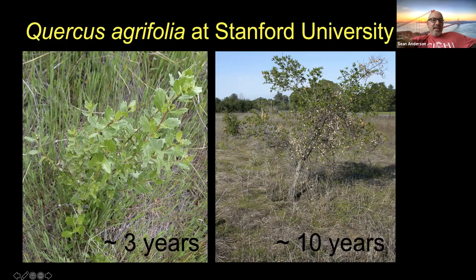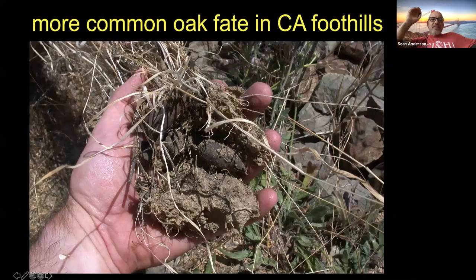So here's one of my planted oaks after about 3 years of age, and it's about 2 feet tall or so. Here's one of my oaks after about 10 years of growth. And so much taller. This is now over my head in terms of height, and it's starting to have these classic branching patterns, right? And so great, that would be success. These are live oaks. But more often than not, this is what we see when we plant an oak.